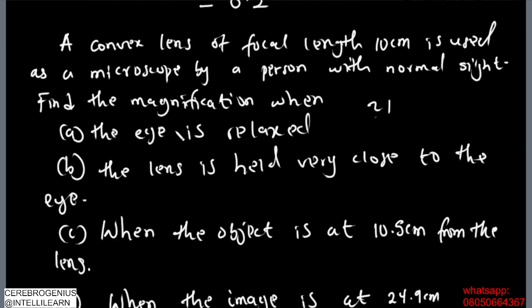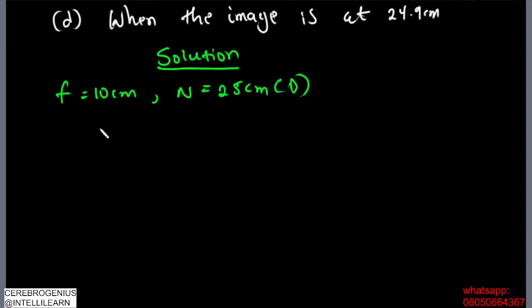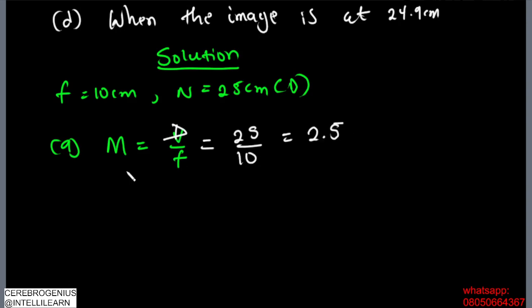Now, the first case is when the eye is relaxed. You should find the magnification when the eye is relaxed. Don't forget that when the eye is relaxed, the magnification is going to be D over F, where D is the distance of distinct vision. That means the object is at infinity, right? So that will be 25 divided by 10, and that's going to be 2.5, right?